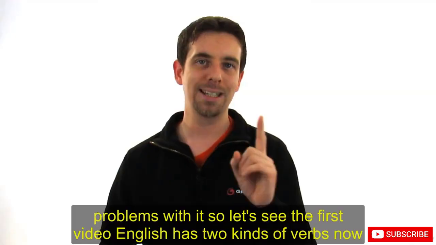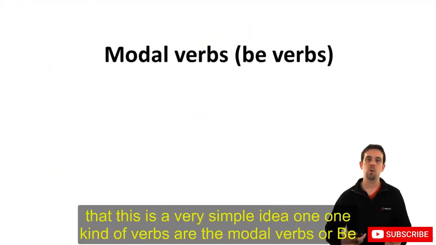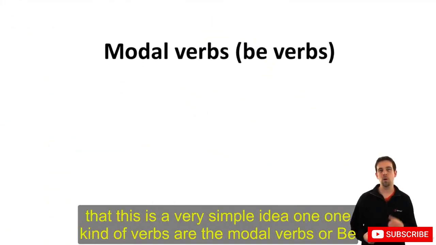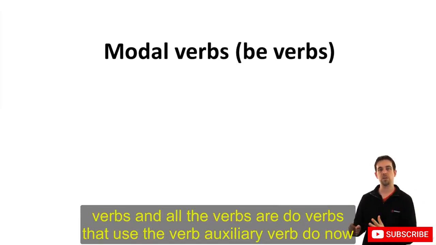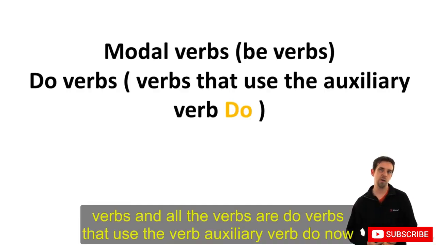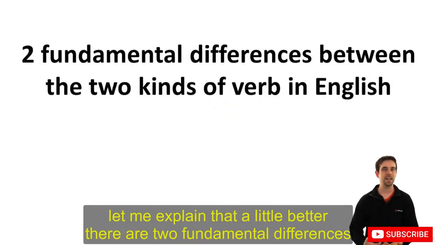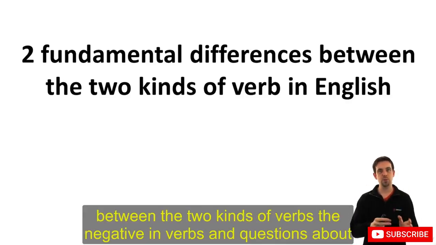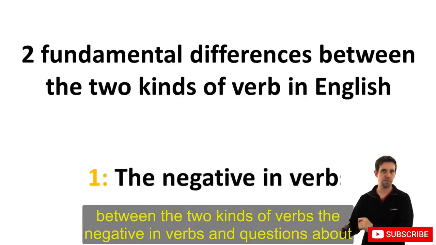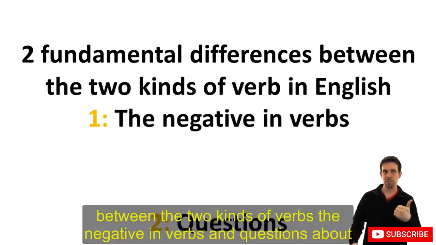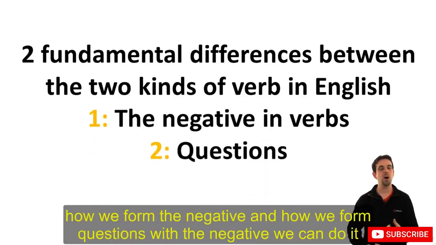English has two kinds of verbs. Now, this is a very simple idea. One kind of verbs are the modal verbs, or be verbs, and other verbs are do verbs that use the auxiliary verb do. Now, let me explain that a little better. There are two fundamental differences between the two kinds of verbs: how we form the negative and how we form questions.